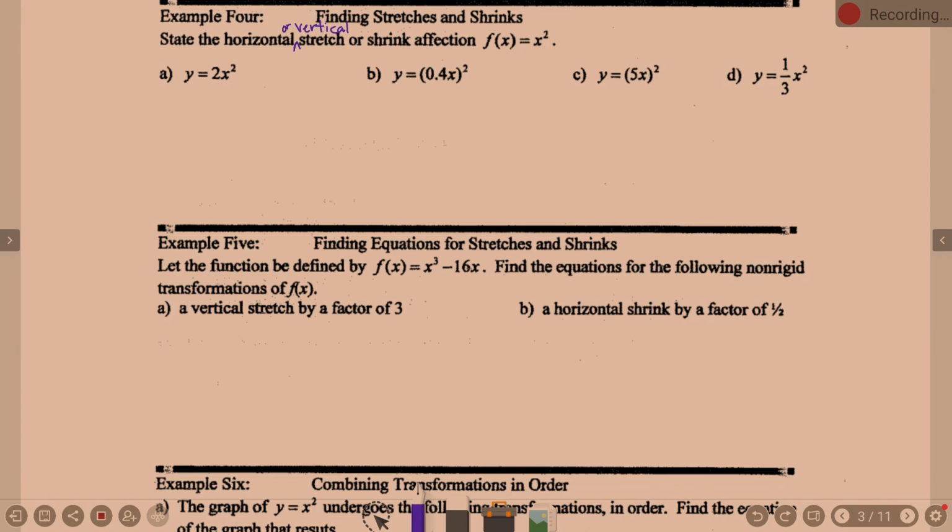Homework is page 131, 2 through 32 evens, and that will be due on Tuesday.